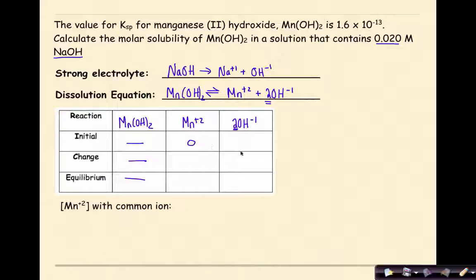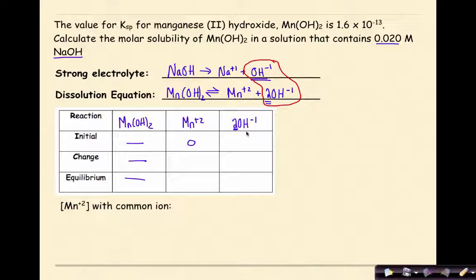Now, here's the difference between what we've done previously and what we're doing now. They tell us that they've added a strong electrolyte, and that strong electrolyte is sodium hydroxide. Now, we really don't care about the sodium because that's just a spectator ion. It's the hydroxide ion right here that is going to be the common ion between this equation and this one. So they are common ions to each other, so they're both going to be present in solution.